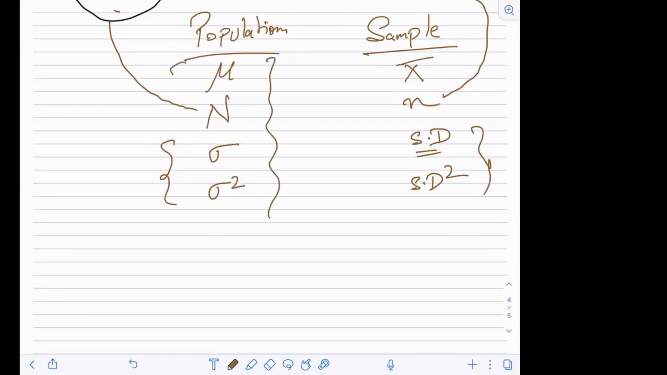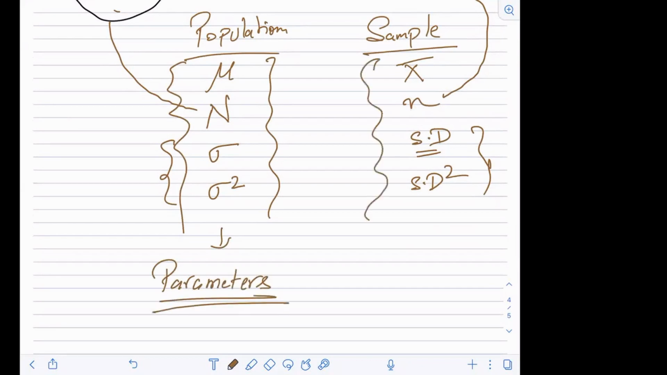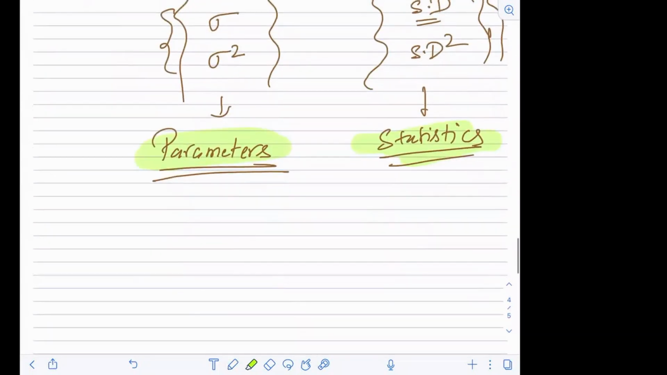All this, big mu, big N, standard deviation, SD, is called parameters. And all this, small n, x bar, SD, is called statistics. Clear or not clear? This is called statistics and this is called parameters.